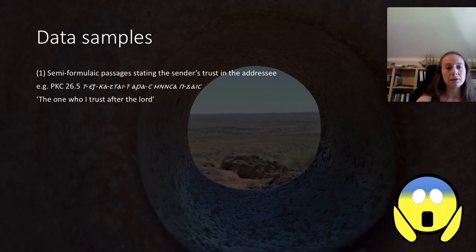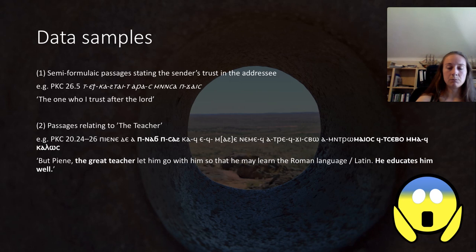And you have one example on the slide. The second kind of sample I pulled from the selection of letters is passages relating to the figure of the teacher, our Manichaean teacher, in order to show you that we have a community of practice in the Manichaean sphere in Kellis. Again, you have one example on this slide.